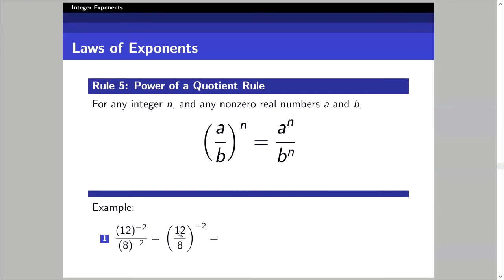12 is 4 times 3. 8 is 4 times 2. So you can cancel out 4. And then you're going to have 3 over 2 na lamang. And of course, you still have a negative 2 here. How are you going to make it positive? Switch the numerator and the denominator. You're going to have 2 over 3 raised to positive 2. And now you're ready to distribute the exponent. What do you have? What do you get? You'll have 2 squared over 3 squared, which is simply 4 over 9.